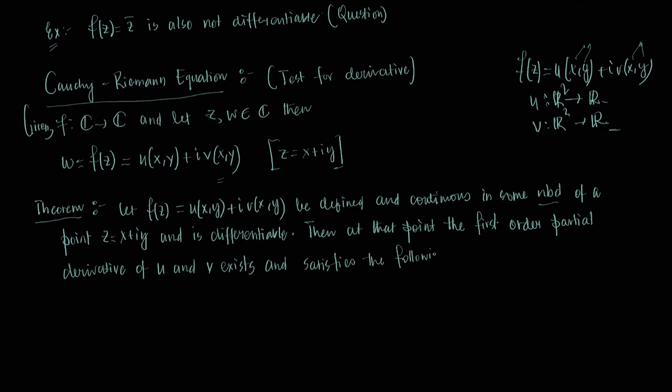So this particular thing is called the CR equation. What is it? It says that ux equals vy and vx equals minus uy. These two are called the CR equations. Okay. So again, what we are trying to say is this.